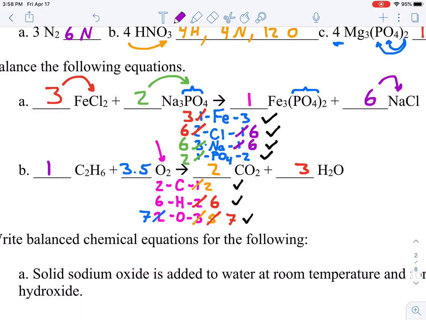Remember, there's a 1 sitting out here. I'm going to cross that out, and I'm going to make it a 2. I'm going to cross out this 3.5. I'm going to make it a 7. Again, just multiplying everything by 2. Cross that out, make it a 4. Cross out the 3, make it a 6. So if you multiply one thing by 2, you have to multiply them all by 2. And you can prove to yourself that these purple numbers work, right?